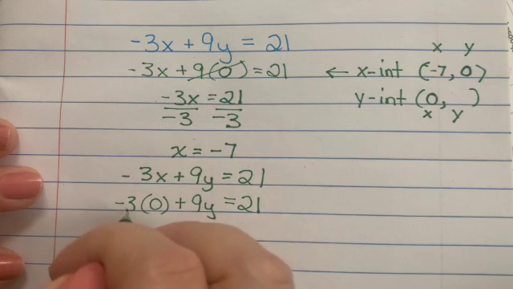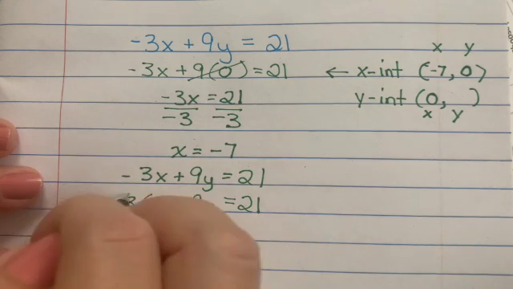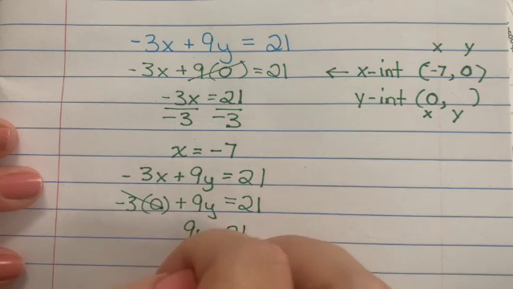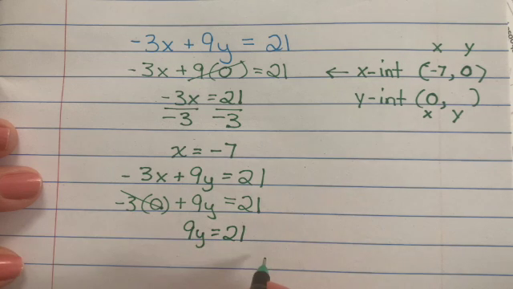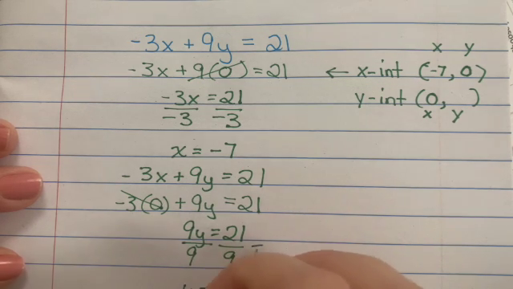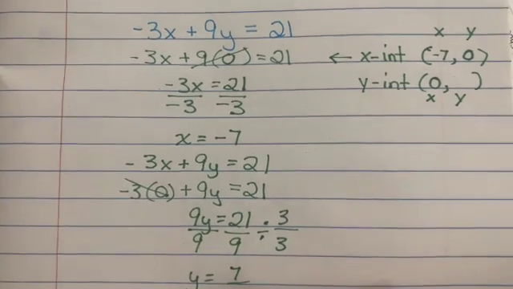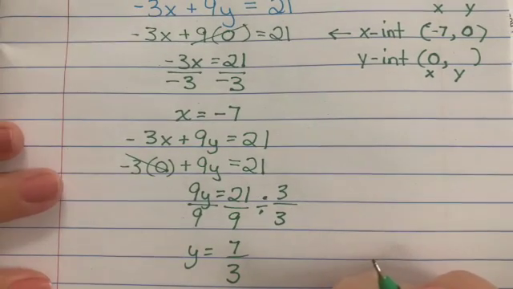So this -3 times 0 is just 0, and then we get 9y equals 21, and then we solve that for y. So we would divide by 9, y equals 21/9, but I can simplify this one by dividing by 3, so we would get 7/3. Oh, let me show you that answer. Yep. Okay, so let's try one on your own.